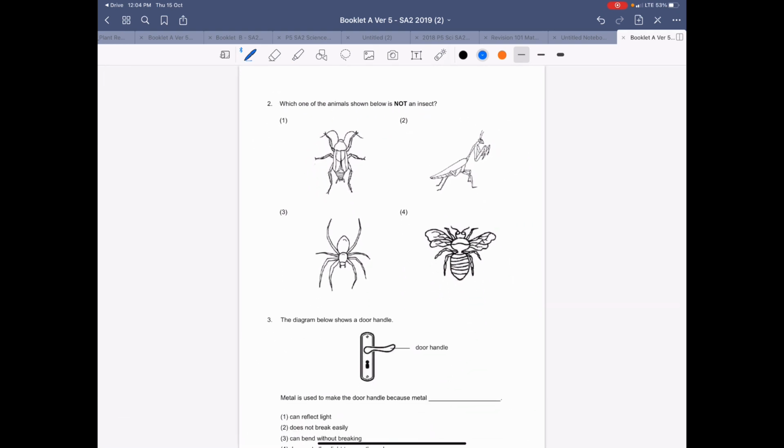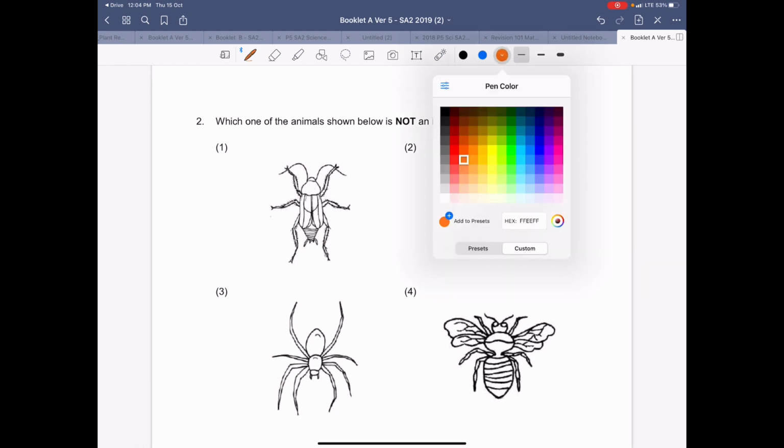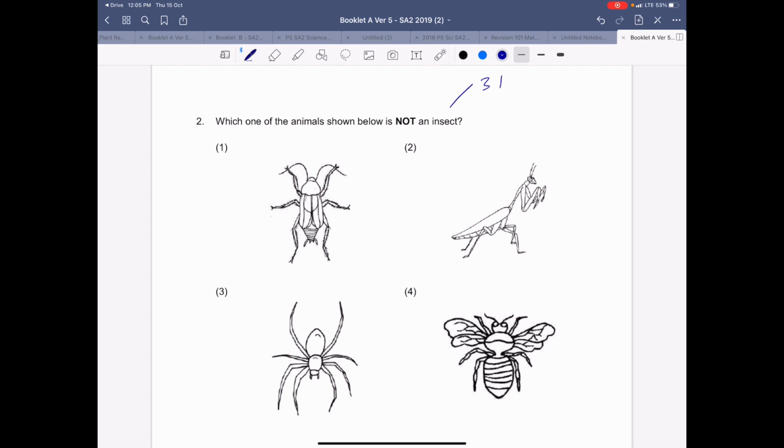Okay. Same thing again. This time round, they're testing you on characteristics of insects. How do you classify an insect? Some of the characteristics include 3 body parts or body segments, feelers, and then after that you've got 6 legs. So this is how you know that an organism is actually an insect.